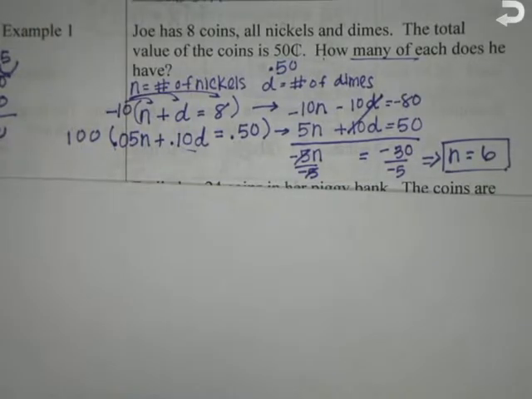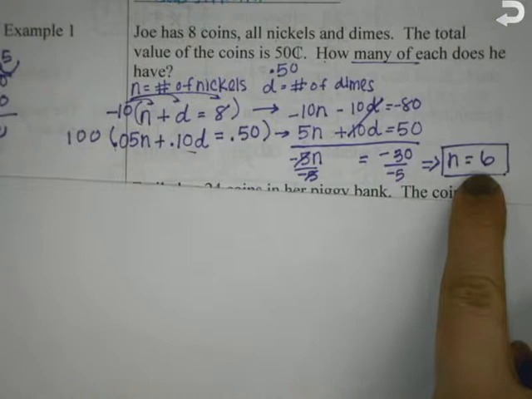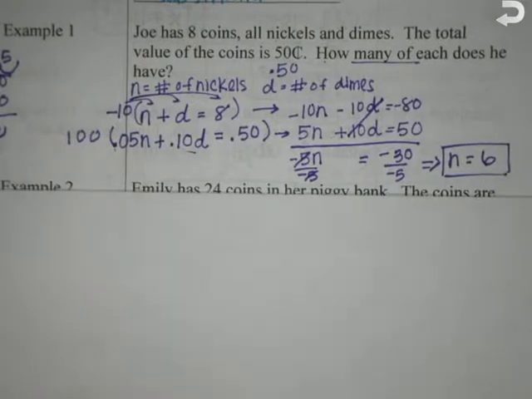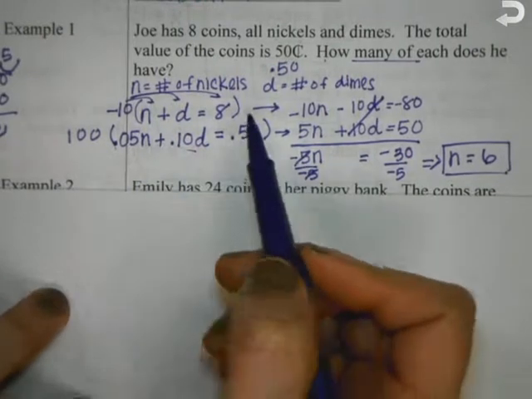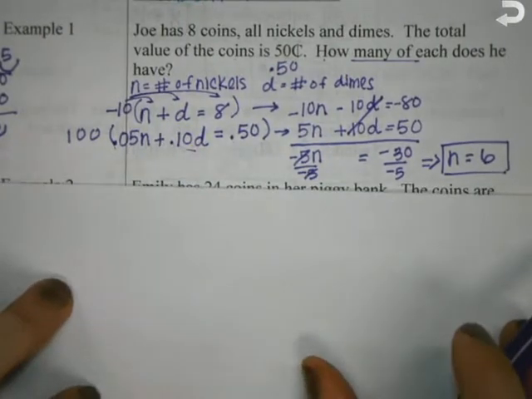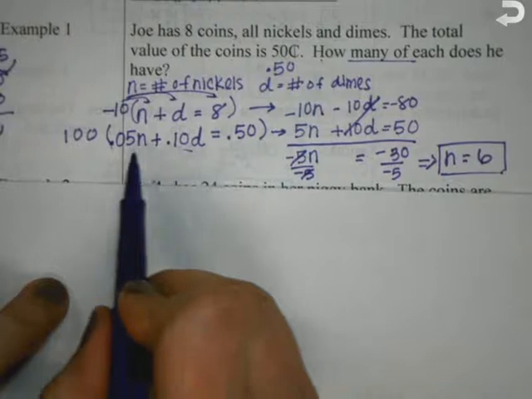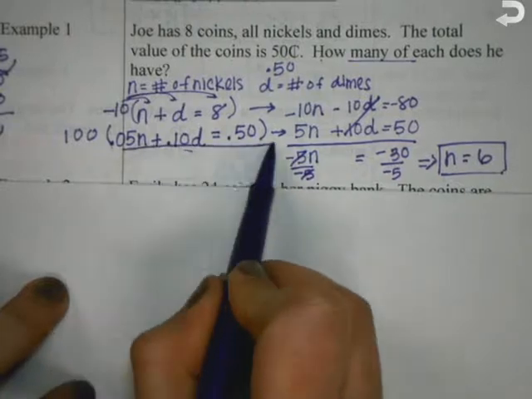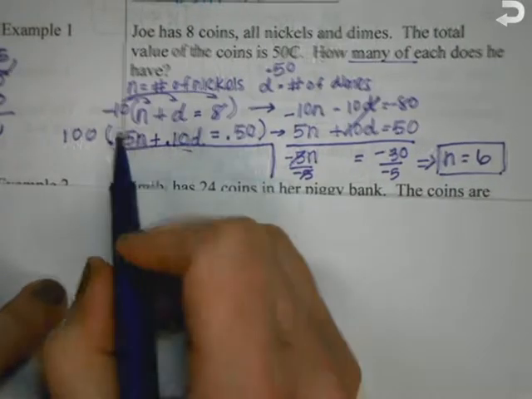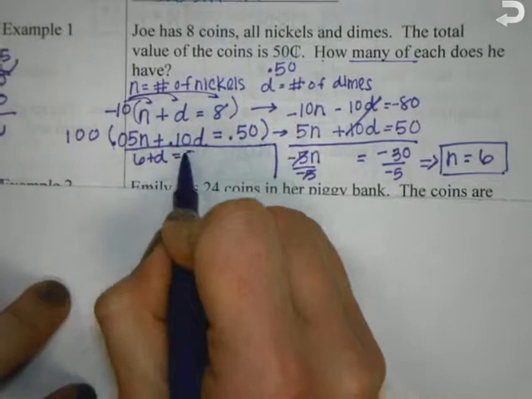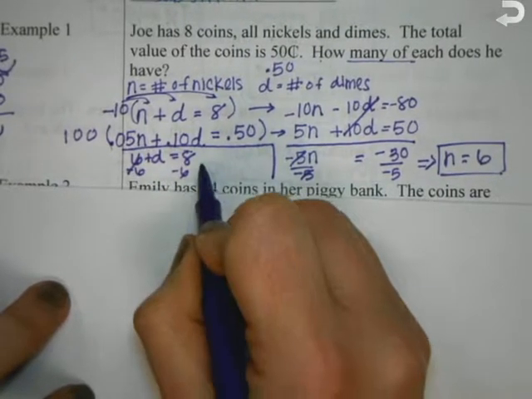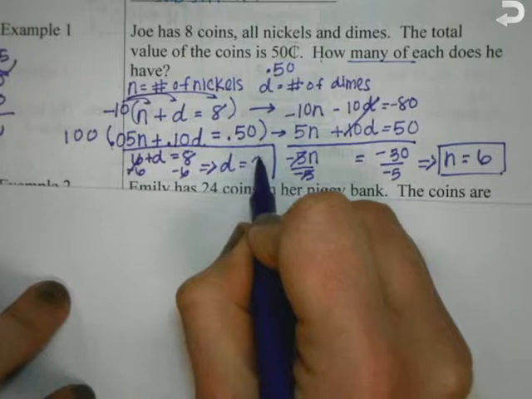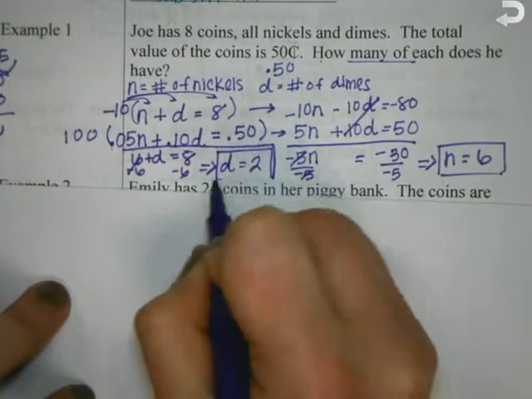How do I solve for D? Plug it in. I suggest that we plug it into n plus d equals 8. I totally ran out of room. So that's going to be 6 plus d equals 8. Subtract 6 from both sides. So d equals 2. So I had 6 nickels and 2 dimes. That was so easy after you got that.